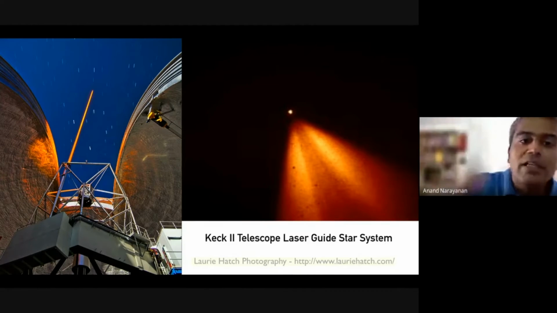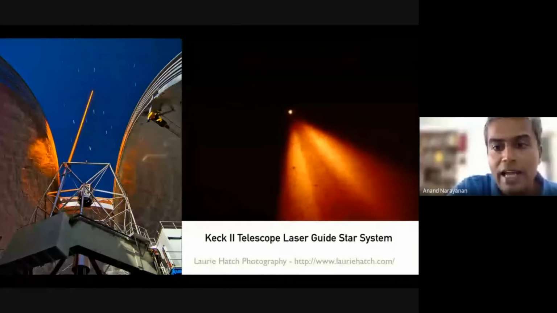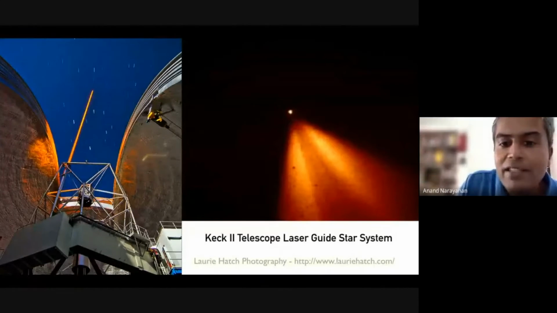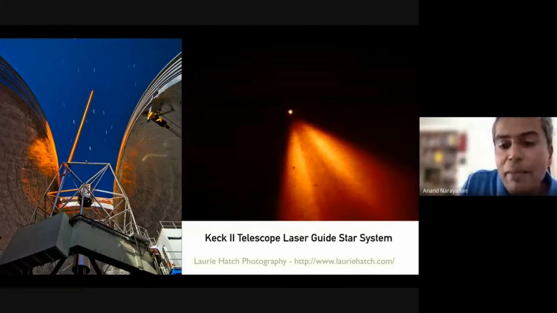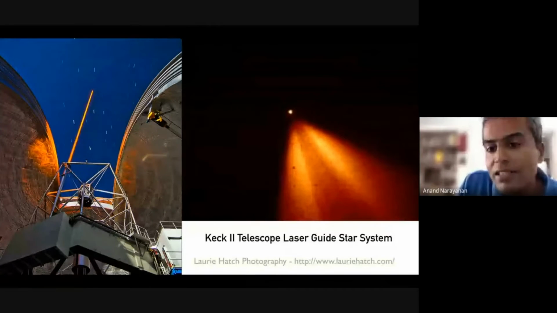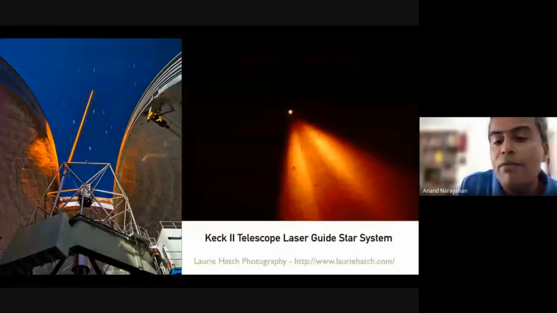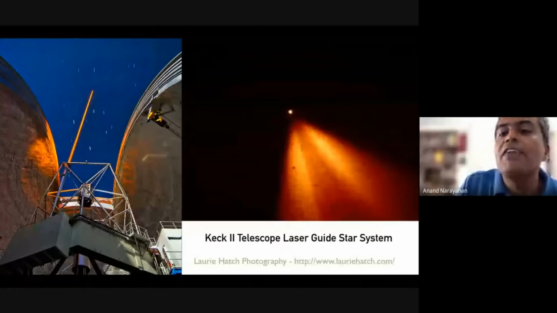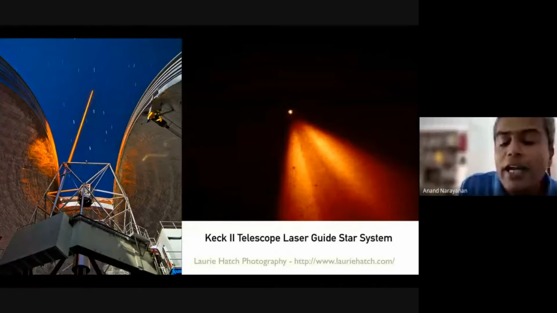So this laser goes and excites the sodium atoms in that layer, and those excited atoms fluoresce and produce an artificial star in the sky, the same region that the telescope is looking at. This artificial star is simultaneously monitored as the other stars in that field, and the wavefront sensor detects the amount of wavefront distortion by measuring the light from this artificial laser guide star. So this is called adaptive optics laser guide star system.